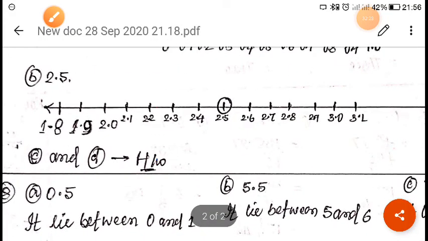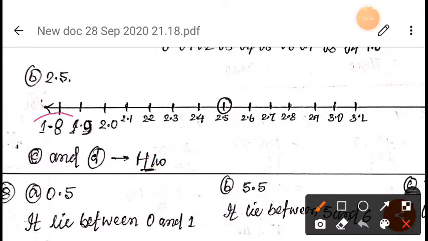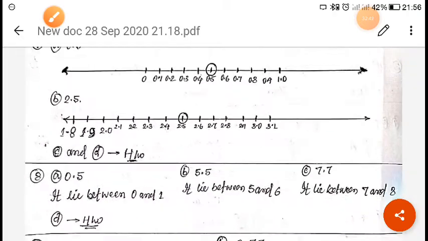And in the same way for 2.5, as you can see, if you go further, you will start with the 0, 1, 1.1, 1.2, 1.3 up to 1.8, after that 1.9, after that 2.0, again 2.1, 2.2, 2.3, 2.4 and 2.5. We have to represent 2.5, right? So C and D is your homework. You try to do it at home.